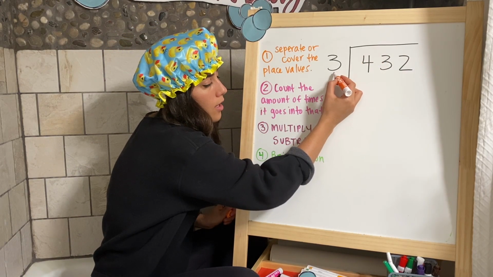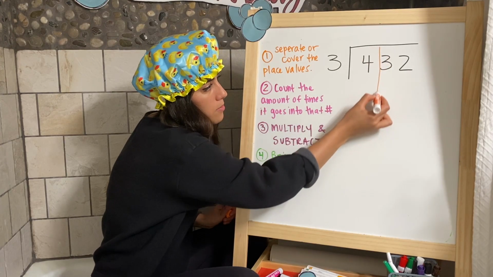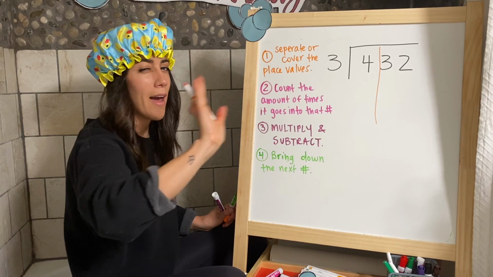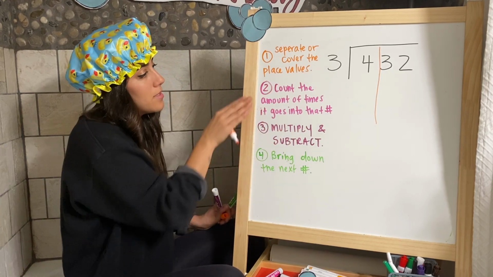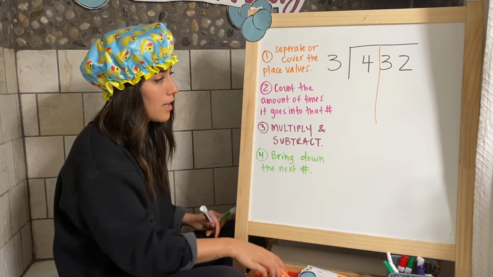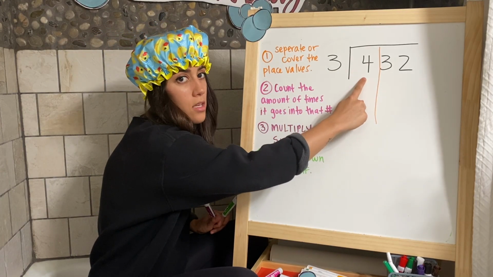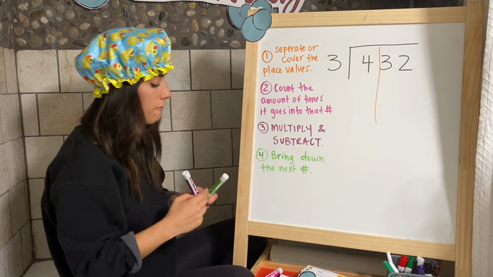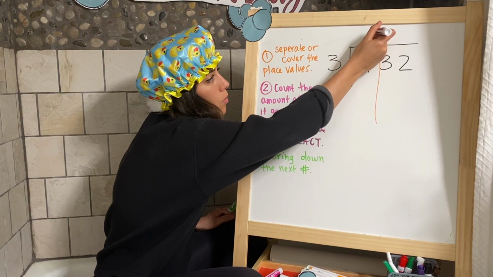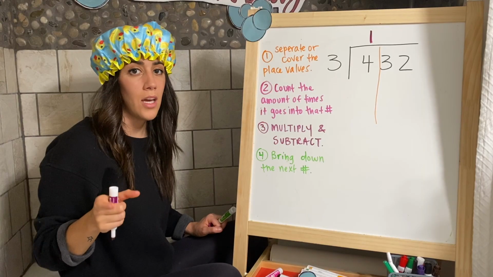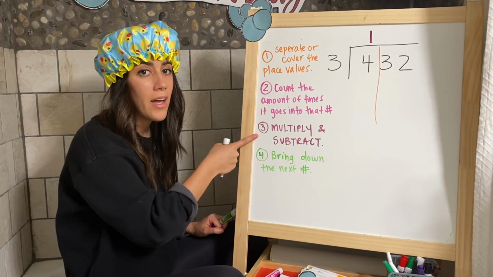So I want to divide 3 into the first number. I'm just going to cover or separate these 2 so that I get them out of the way for now. Step 2, I'm going to count the number of times that this number goes into this one. So how many times does 3 go into 4? It goes in 1 time. You're going to write the number on the top. You're not done with that number yet. You need to multiply and subtract.